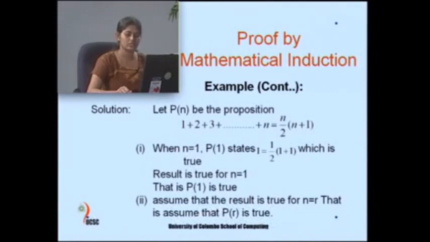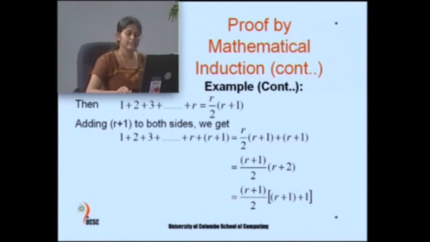Then we are going to assume that the result is true for n is equal to r, that is, assume that P(r) is true. Then we can say the summation of r integers is equal to r upon 2 into r plus 1, because we assume that P(r) is true. Then we are going to add r plus 1 to both sides. Then we get 1 plus 2 plus 3 up to r plus 1, that is the summation of r plus 1, which is equal to r upon 2 into r plus 1, plus r plus 1, because we are adding r plus 1 to both sides.